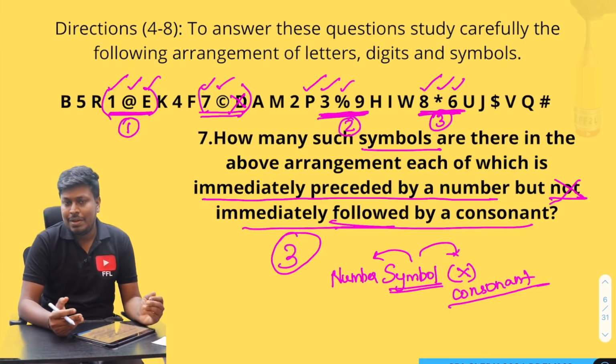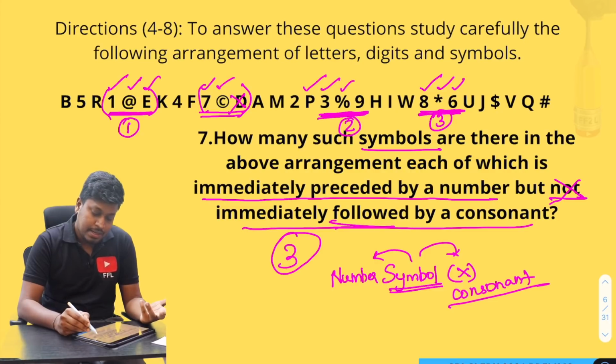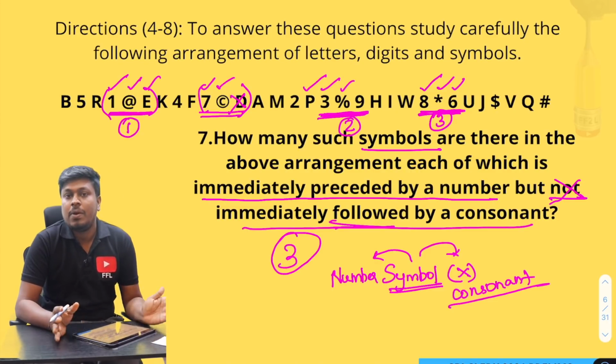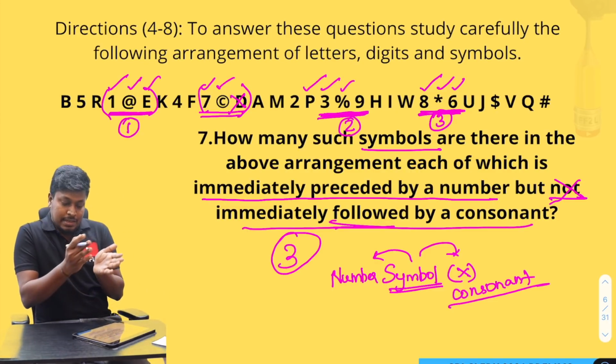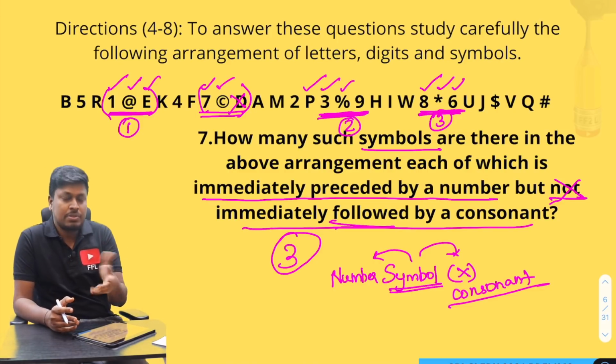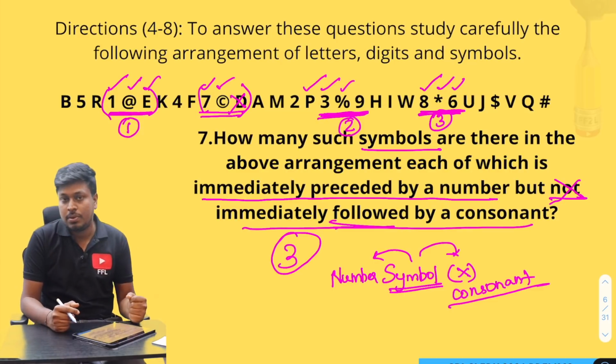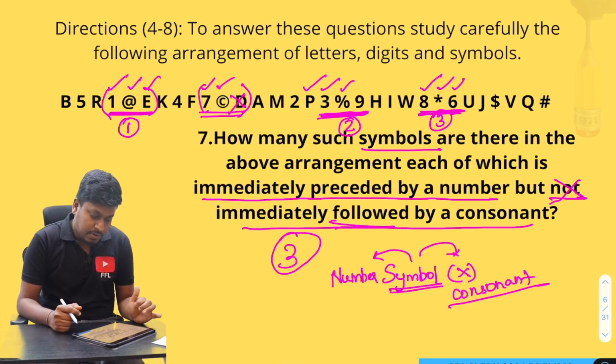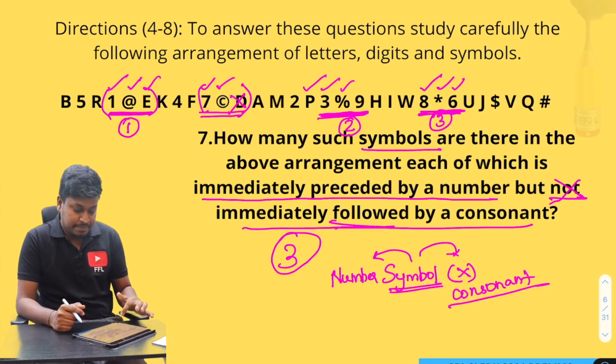Got it, friends? Always remember one important thing: a symbol should not be immediately followed by a consonant. The meaning is, next to the symbol, consonants should not be there. It can be numbers or it can be vowels. You should consider that also. Got it? So the answer for question number 7 is 3.